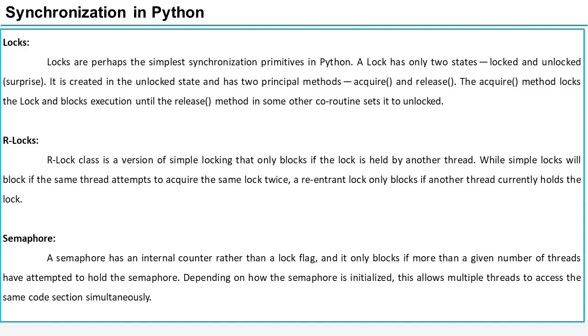R-lock. The RLock class is a version of simple locking that only blocks if the lock is held by another thread, while simple locks will block if the same thread attempts to acquire the same lock twice. A reentrant lock only blocks if another thread currently holds the lock. Semaphore. A semaphore has an internal counter rather than a lock flag, and it only blocks if more than a given number of threads have attempted to hold the semaphore. Depending on how the semaphore is initialized, this allows multiple threads to access the same code section simultaneously.